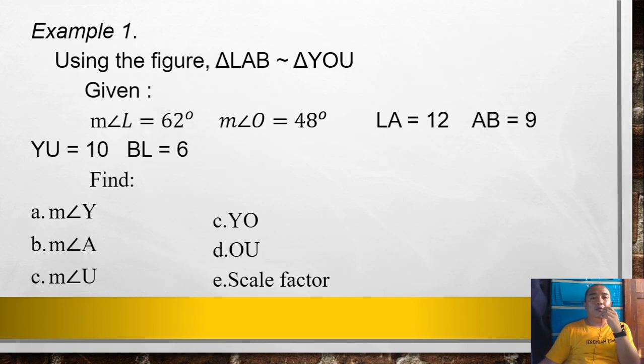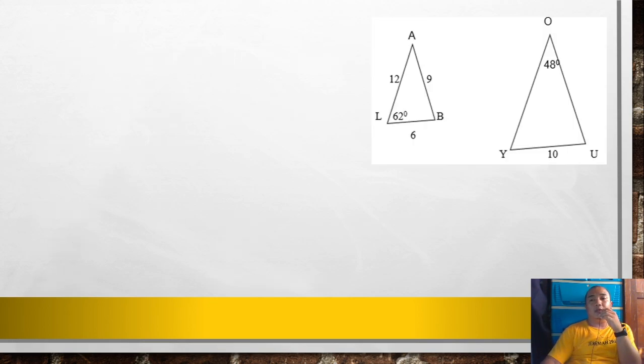Using triangle LAB similar to triangle YOU, given angle L is 62 degrees, angle O is 48 degrees, LA is 12, AB is 9, YU is 10, BL equals 6. Find the following: angle Y, angle A, angle U, YO, OU, and the scale factor. These are the two triangles from earlier. Let us find angle A, angle B, angle Y, angle U, and the sides YO and OU.